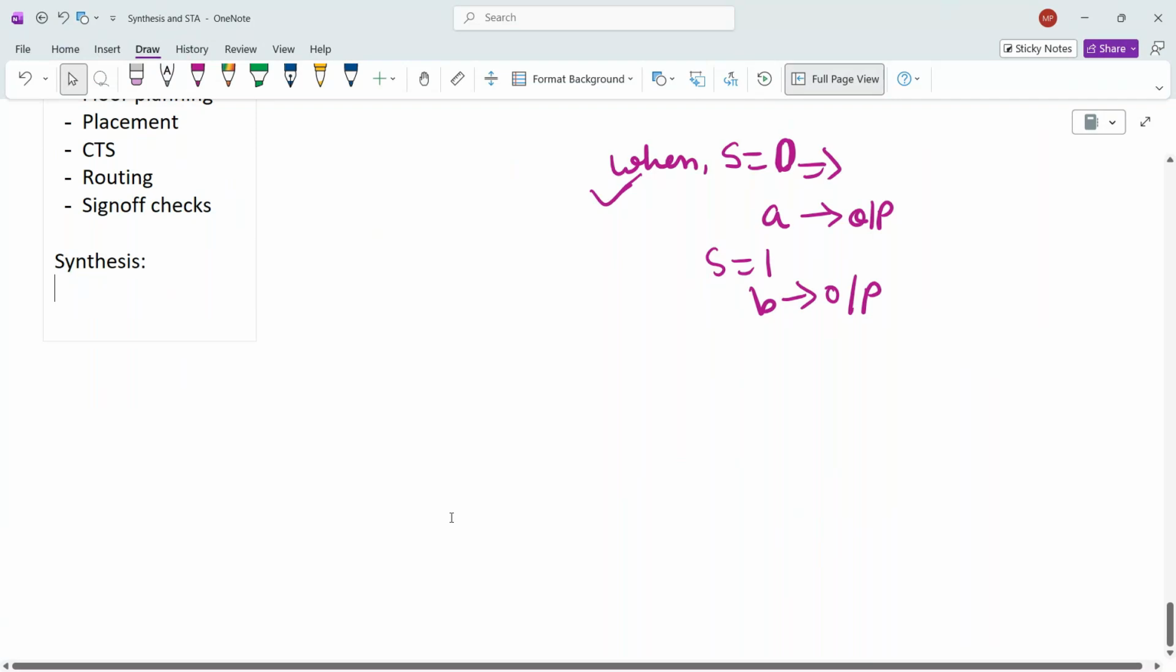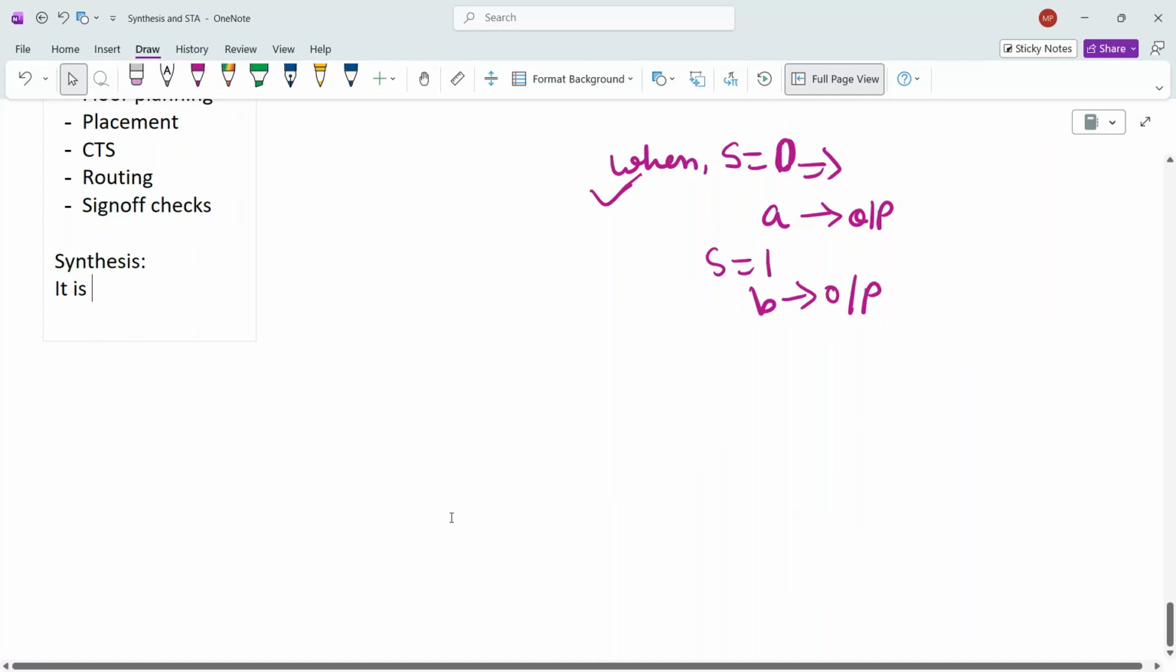So what is synthesis? Can anybody give me the idea about synthesis? It is basically converting the behavioral code we have, VHDL or Verilog, to gate level netlist so that we can carry forward in the PD stage. Yes, correct. So that's the main aim to do synthesis on a design, right?